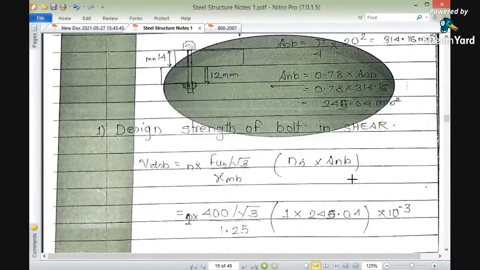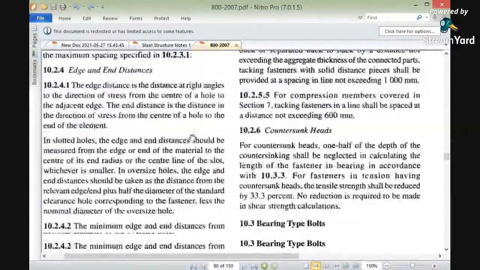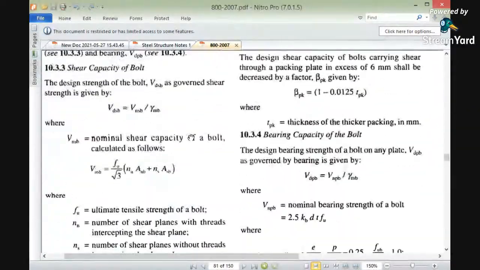Next, what is the design strength of the bolt? We can take the shank area directly as 0, and we are considering the two plates as single shear. If the number of plates is more, we can take the number of shear planes as 2 also. Here we multiply n_n with 1 because it is single shear. In the complete formula, instead of plus n_s A_sb, we have taken n_s A_sb as 0, because we are assuming only the threaded portion is in the shear plane.